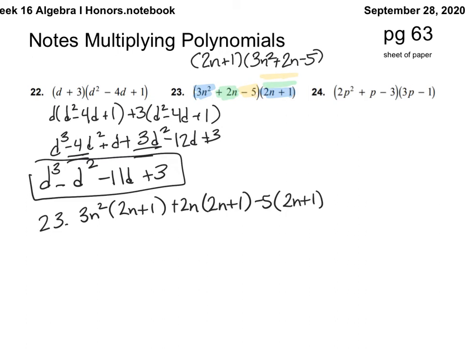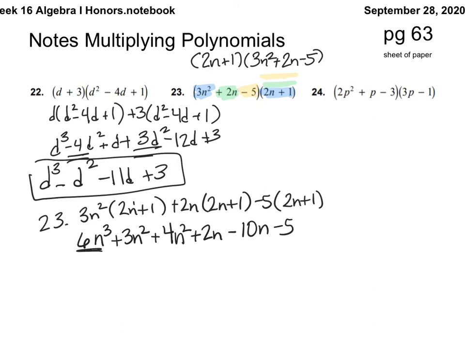Okay, distribute 3n squared times 2n. 3 times 2 is 6. N squared times n, add your exponents, 2 plus 1 is n to the third. 3n squared times 1 is positive 3n squared. 2n times 2n, 2 times 2 is 4, positive 4. N times n is n squared. 2n times 1 is positive 2n. Negative 5 times 2n is negative 10n. Negative 5 times 1 is negative 5.